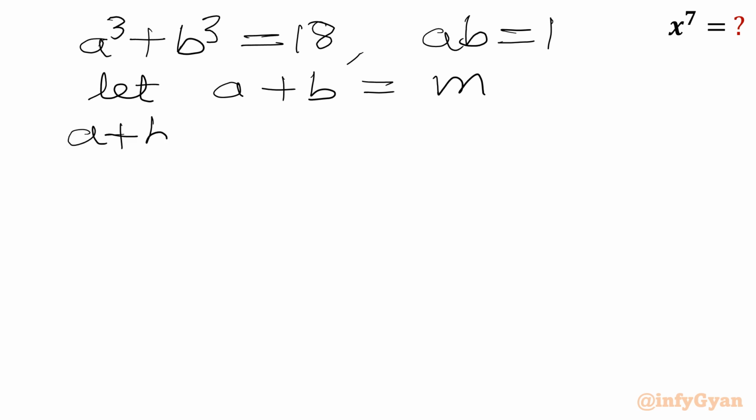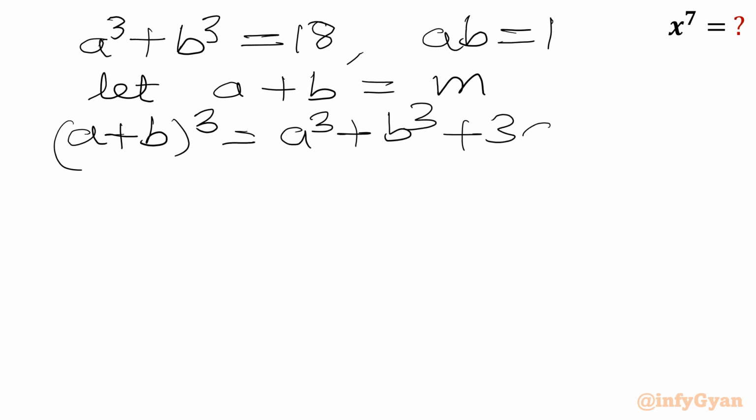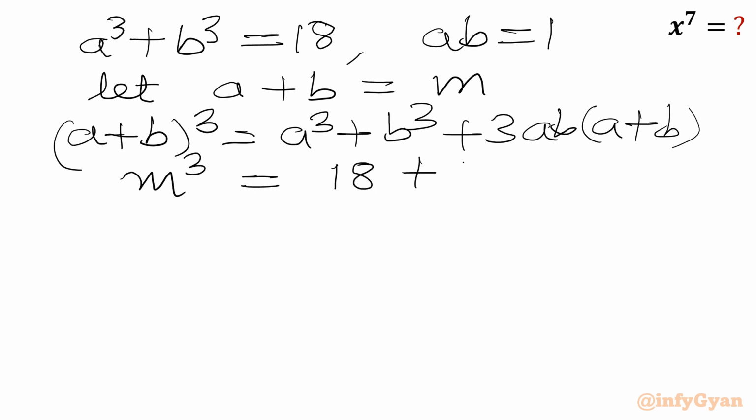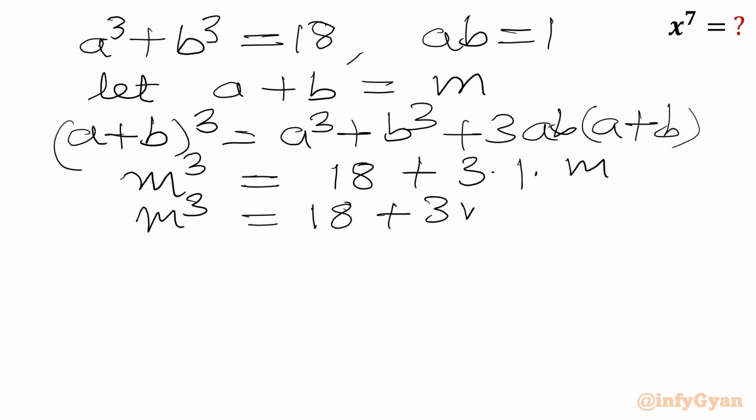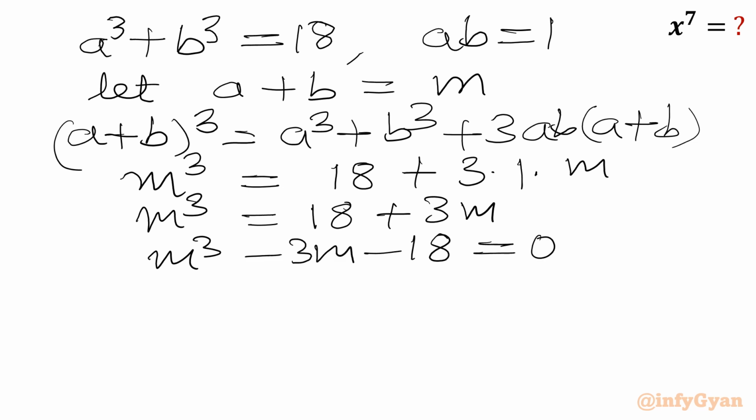And using the algebraic identity, (a plus b) whole cube, we can write a cube plus b cube plus 3 times ab in the bracket a plus b. So a plus b is m, so m cube. A cube plus b cube is 18, plus 3 times ab is 1, a plus b is m. So we can write m cube equal to 18 plus 3m, or m cube minus 3m minus 18 equal to 0.